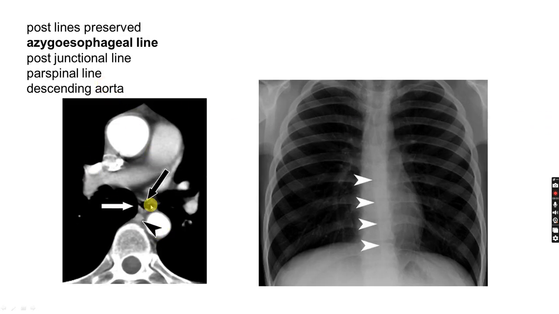Then this is the CT image. This is the esophagus, this is the azygous vein, and its right lateral border is well seen because of the air in the lung here. So on the frontal chest radiograph, you can see this is the azygoesophageal line, formed by the esophagus anteriorly and azygous vein posteriorly. So these are all posterior mediastinal lines.